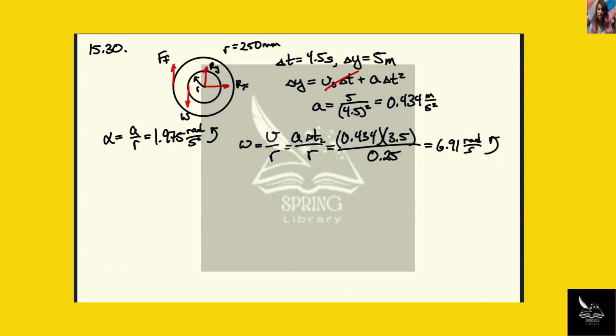They ask us also for the angular acceleration of the drum. Well, that one's easy because that's just the acceleration of a point on this ring here in the tangential direction divided by the radius. So we can take this and divide by the radius, and we get 1.975 radians per second squared.